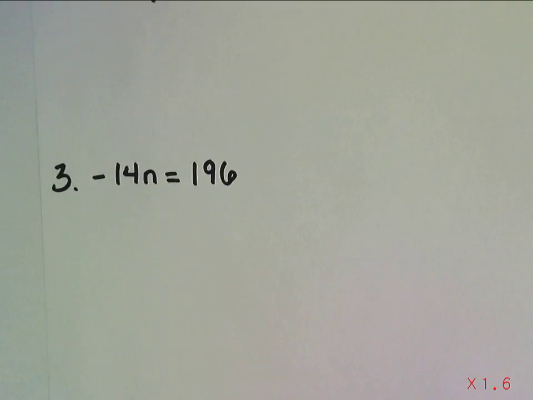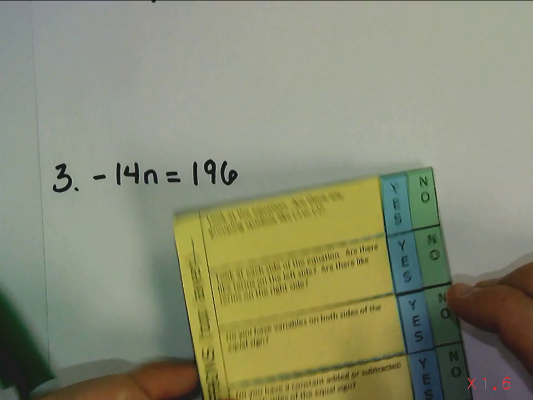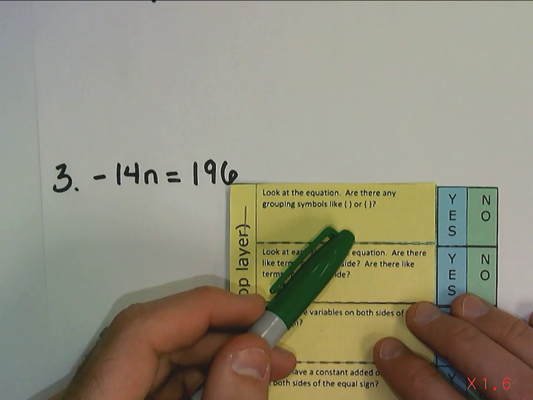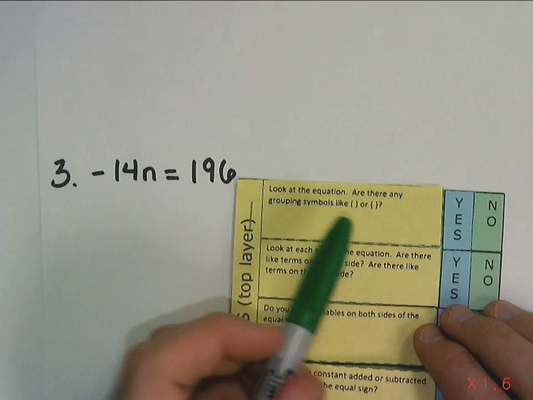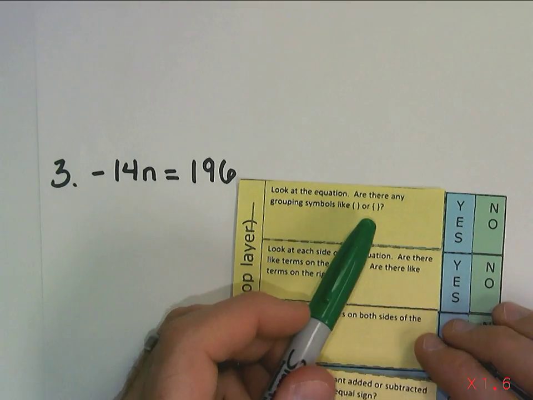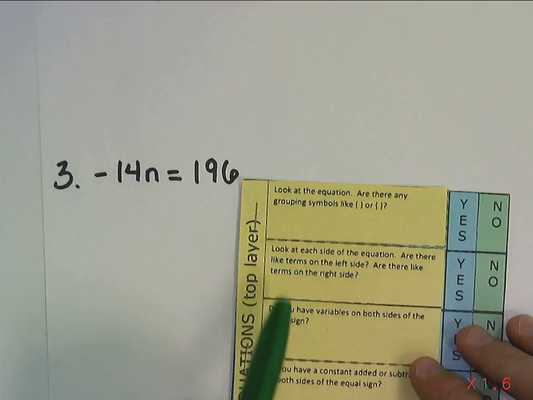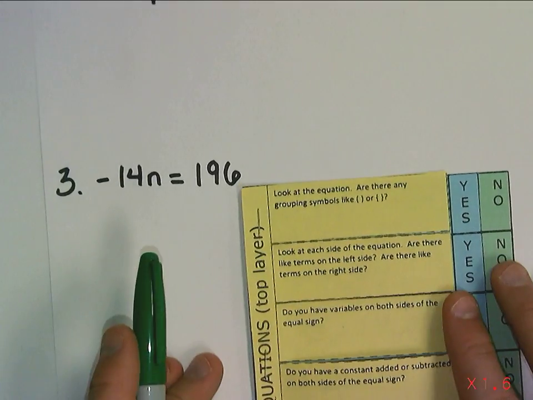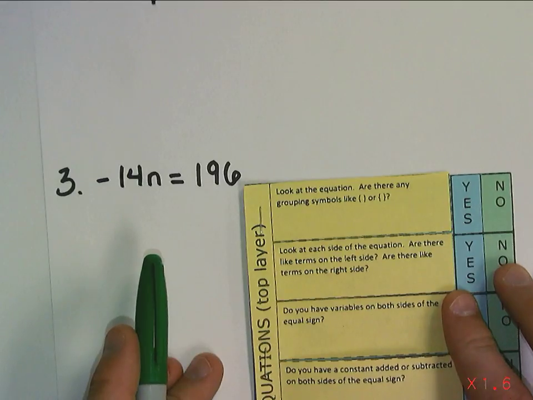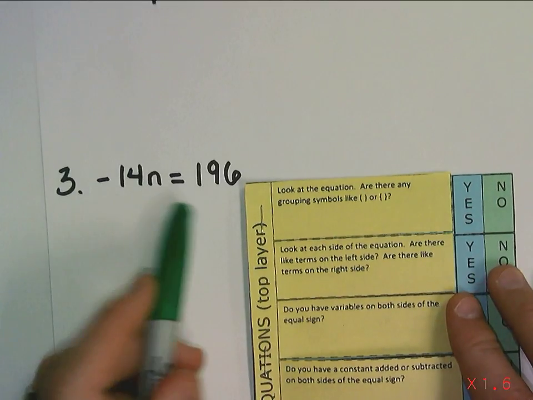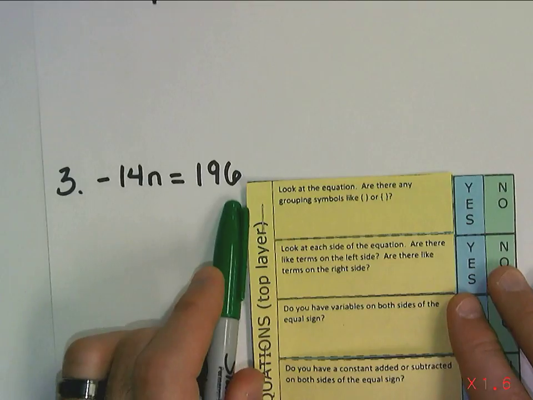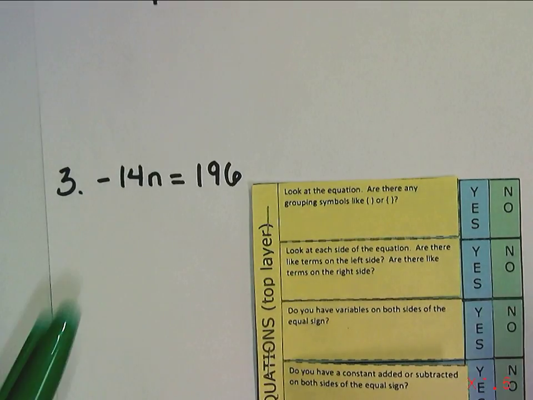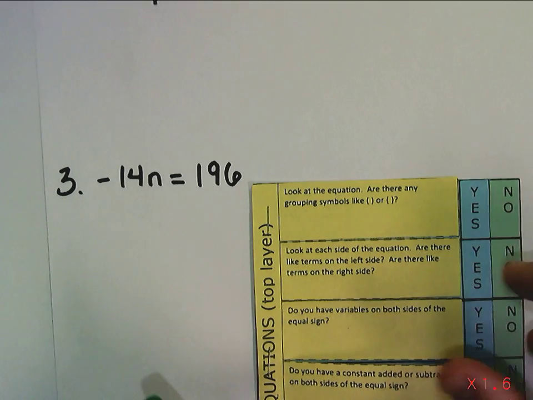So let's look at problem number 3. And looking at the foldable again here, look at the equation. Are there any grouping symbols? No, we currently don't have anything that we need to do here because there are no grouping symbols. And if you recall, it said go to the next step. So let's look here. It says, look at each side of the equation. Are there like terms on the left side? Are there like terms on the right side? Well, no, because this is negative 14n and this is 196. This is a constant and this is a number with a variable. There aren't any like terms, so we can't combine anything.